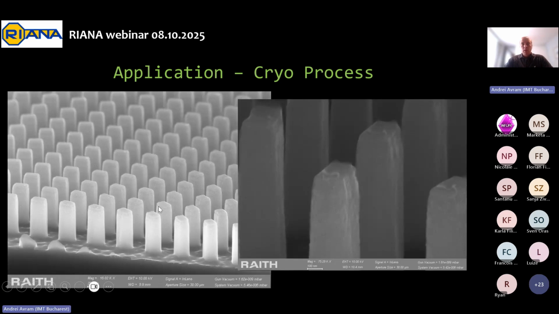Talking about very, very smooth sidewalls, this is another case. We've been using, in this case, a hard mask, very thin titanium layers, and we got these very nice pillars. This is for an optical application with very low roughness on the sidewalls.